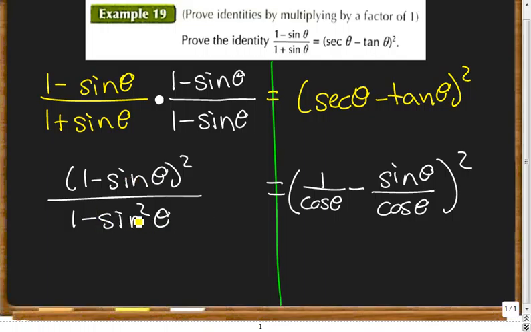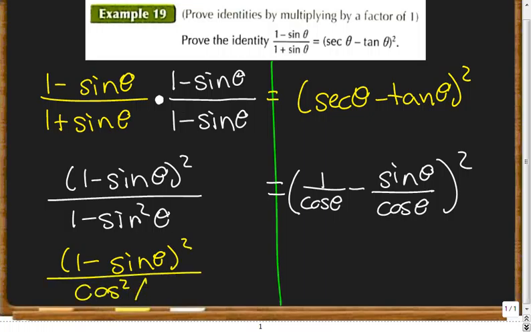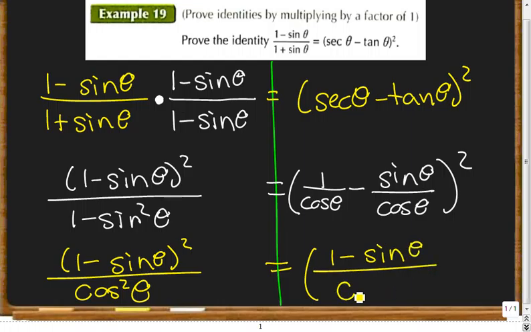Now, on the left side, 1 minus sine squared, if we think about this, think about your Pythagorean identity. Cosine squared plus sine squared is 1. So 1 minus sine squared is the same thing as cosine squared. So I'm going to get 1 minus the sine of theta squared divided by the cosine squared of theta. Now, on the other side, these two fractions I can put together because they have the same denominator. I'm going to get on the top 1 minus the sine of theta over the cosine of theta. And then that whole thing's being squared.